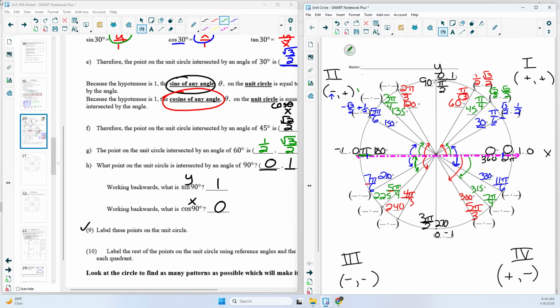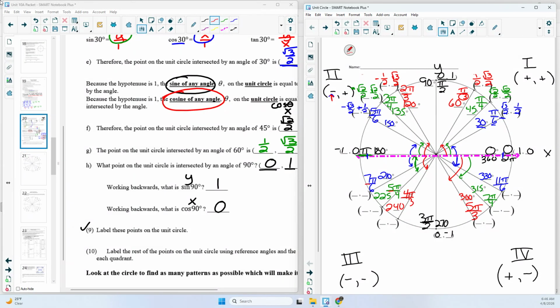So I'm going to copy down that point because of the symmetry of the circle and put a negative on my x value. For 120, same as 60. I'm going to copy down my point and put a negative on my x value because of the fact that I'm in the second quadrant.